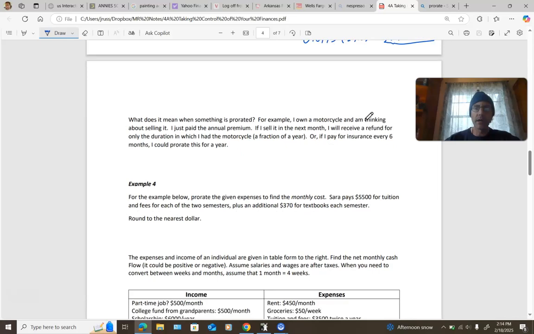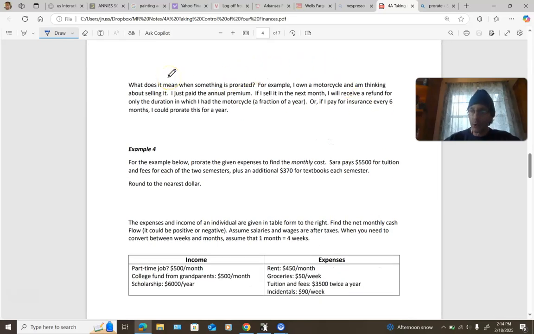The next thing I want to talk about is prorating an expense, or it doesn't have to be an expense, it could be income, things of that nature. Prorating, guys, basically means distributing something proportionately. In this context, it's going to mean bringing an expense or a source of income over, maybe moving that from a certain interval of time to another interval of time.